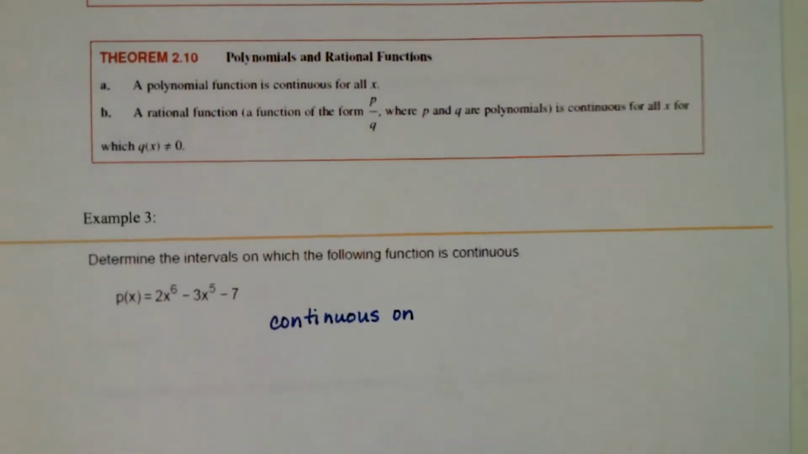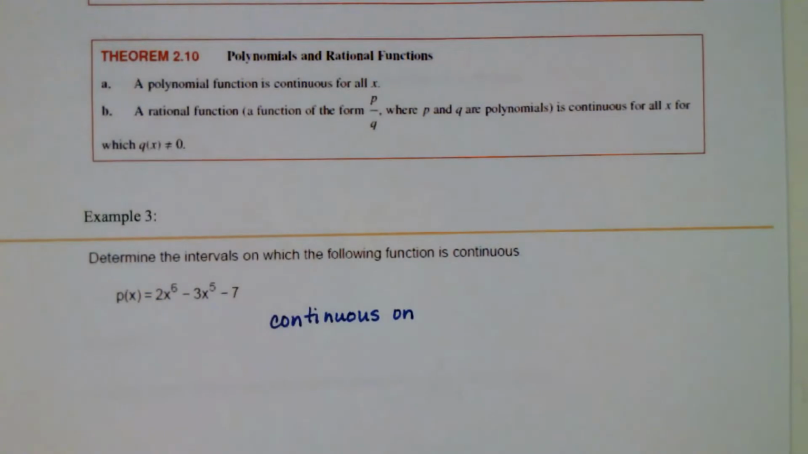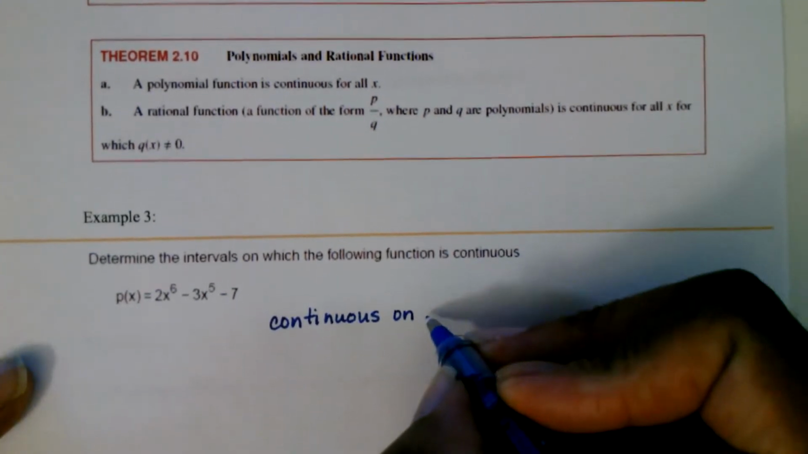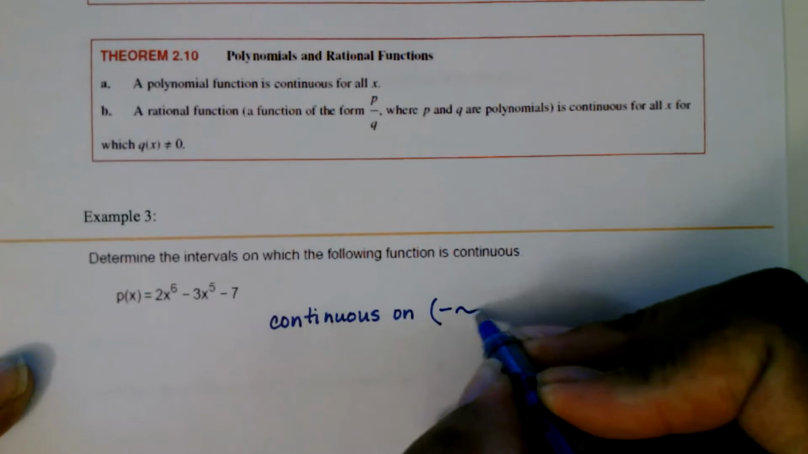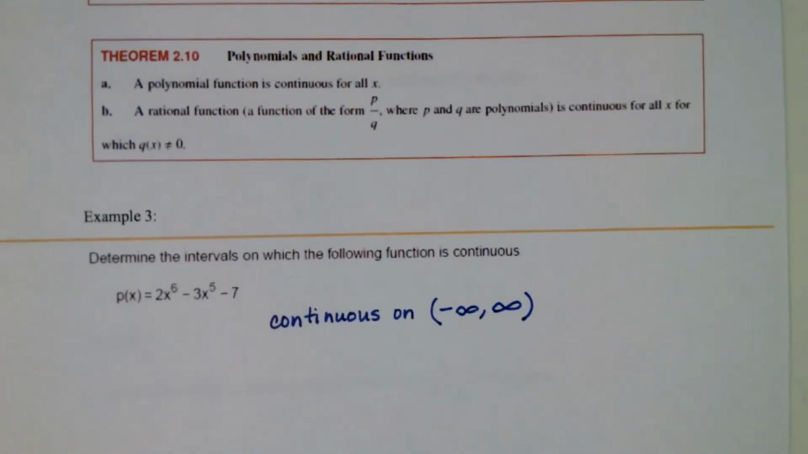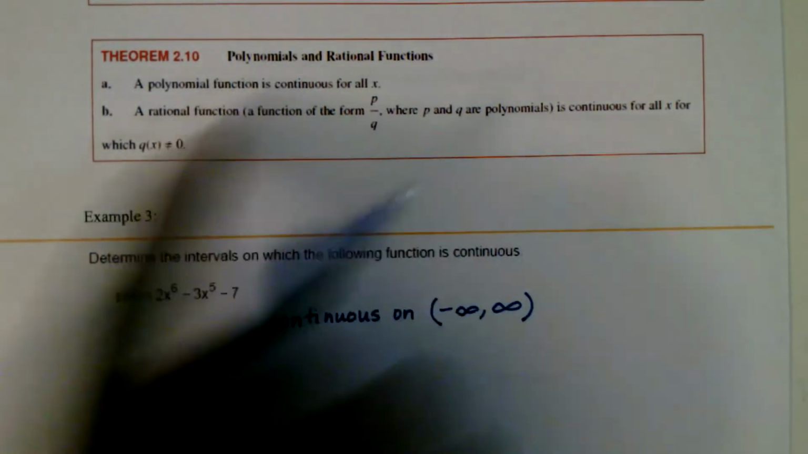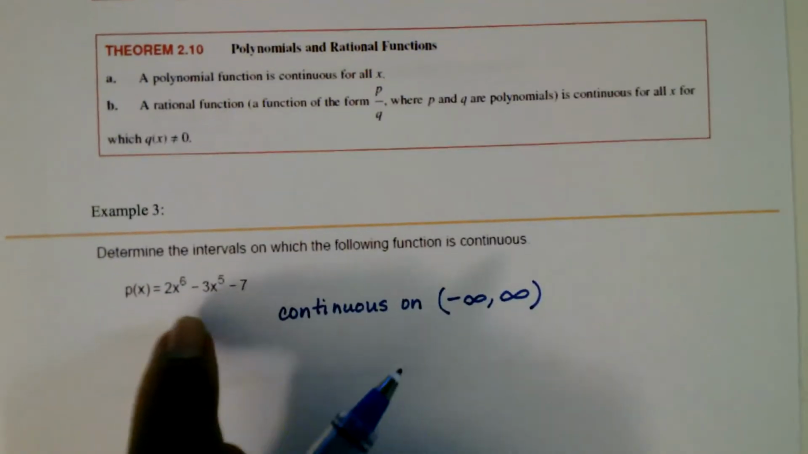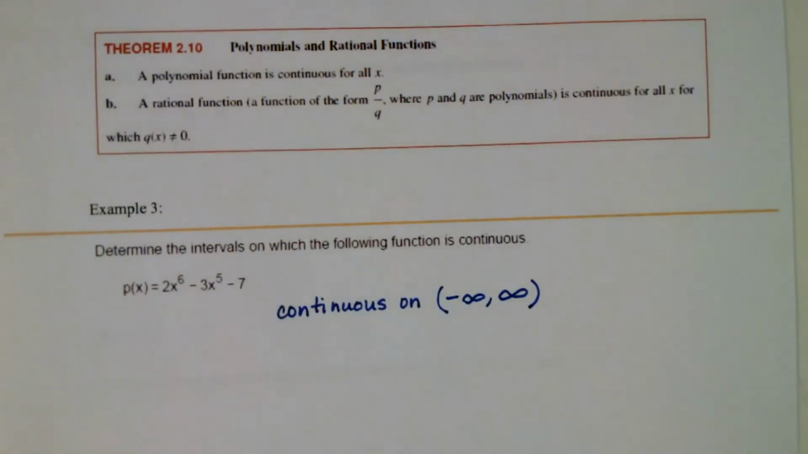Well, notice it's a polynomial function. You're not going to get a 0 anywhere in this denominator. That means any x value that you assign to it, you will always get an f of x value for it. So in interval notation, this function p of x is continuous for all x, negative infinity to infinity. Okay, because it does say that a polynomial function, which is what we have here, is continuous for all x.